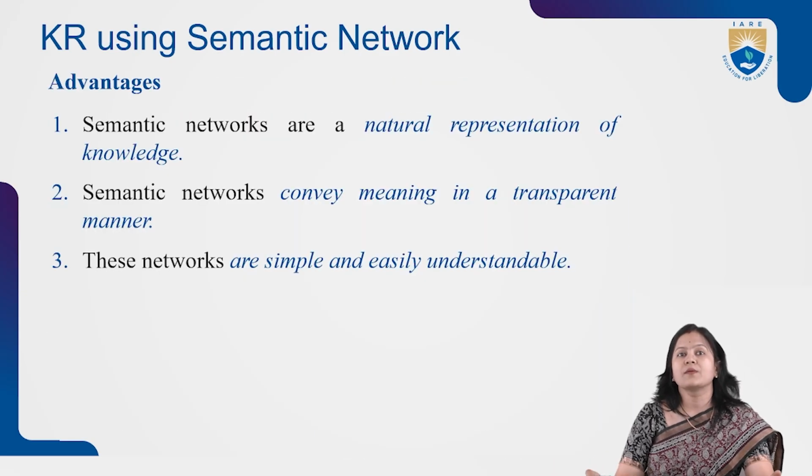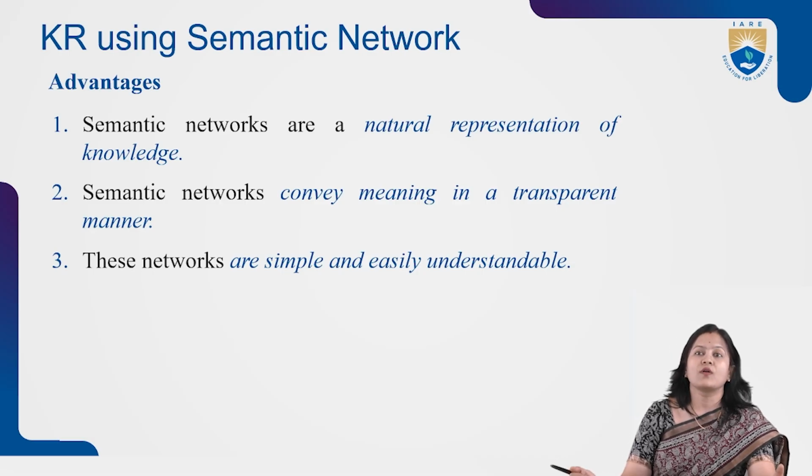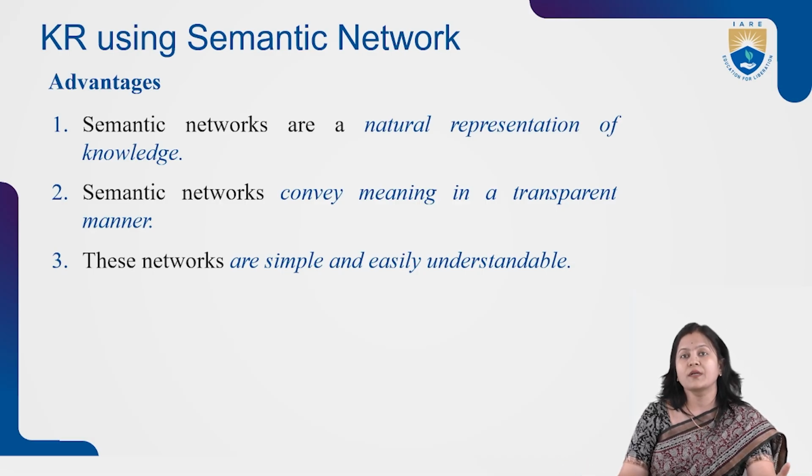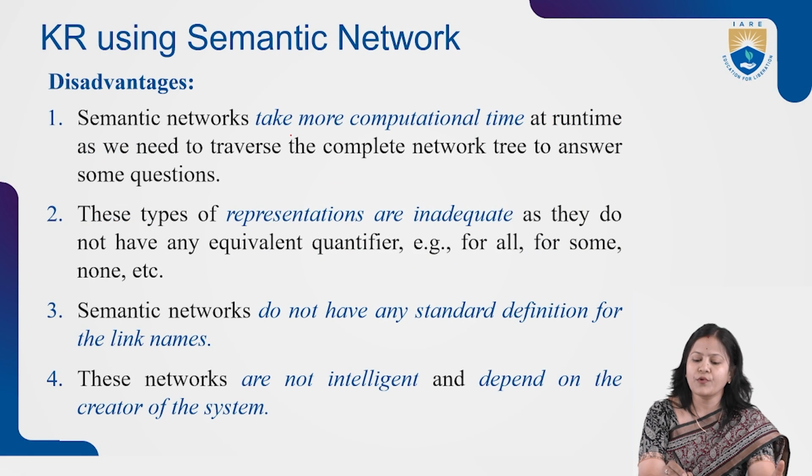So let me discuss some advantages of semantic networks. Semantic networks are a natural representation of knowledge because they interpret human communication or human knowledge representation in the form of a graph. Semantic networks convey the meaning in a transparent manner. They are very easy to understand and very simple. But there are still some disadvantages. Semantic networks take more computational time.